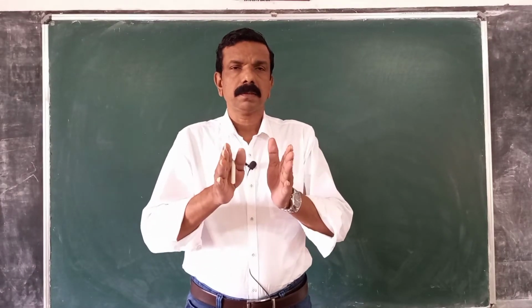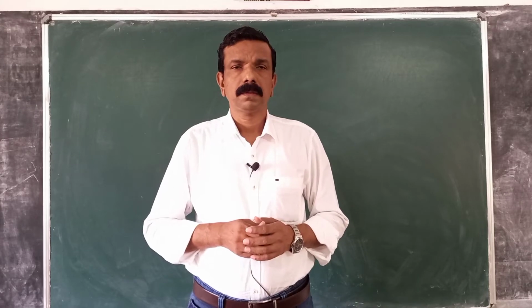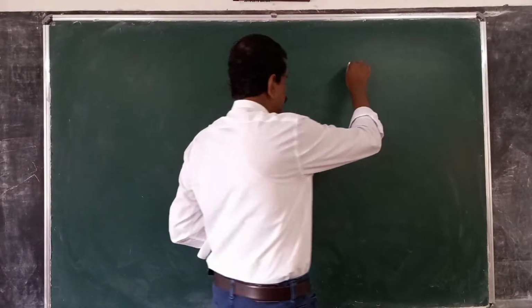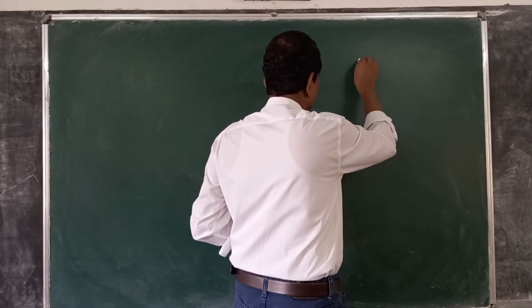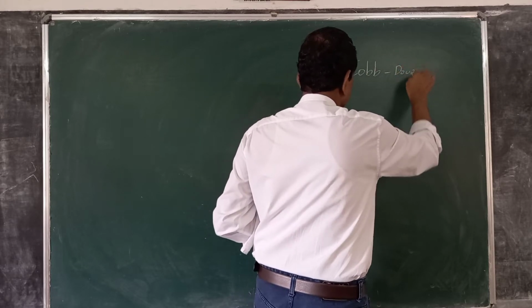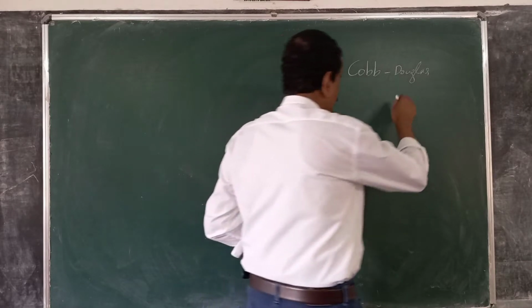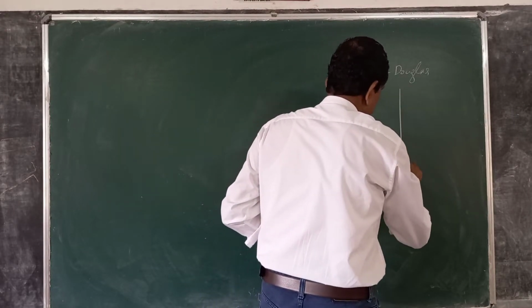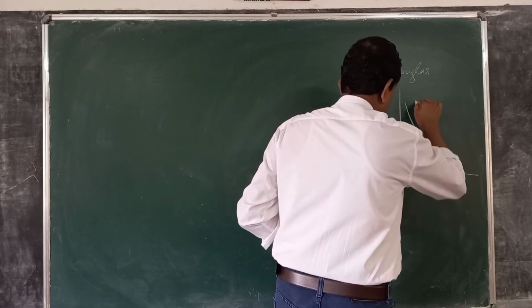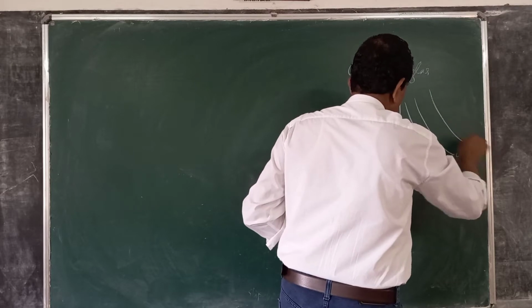The first specific preference that we consider is Cobb Douglas preferences. Consider the indifference curves represented by u1, u2, u3, etc.